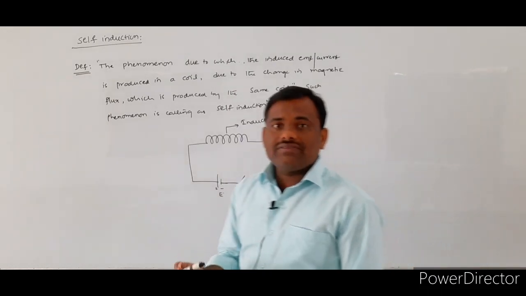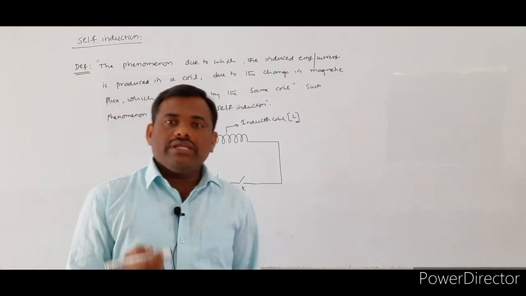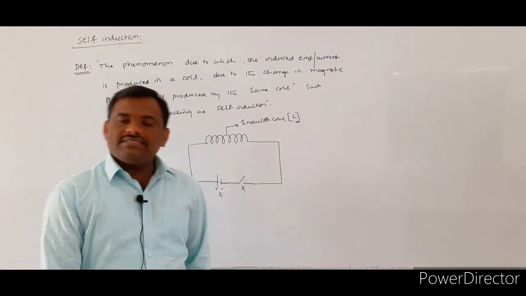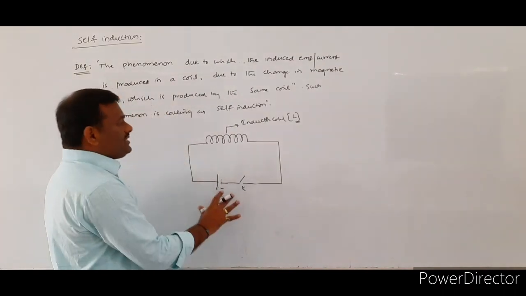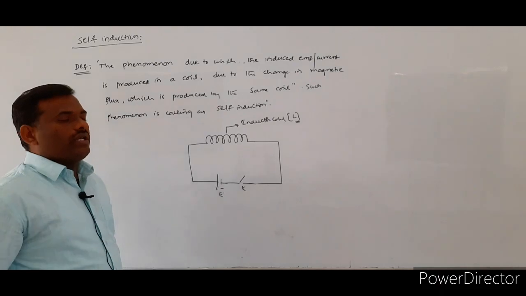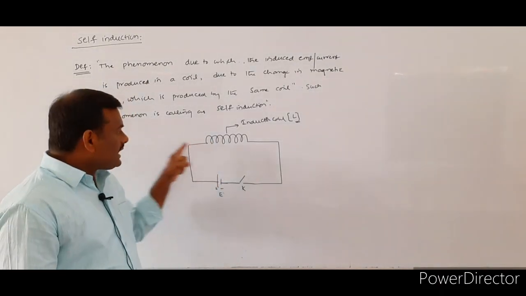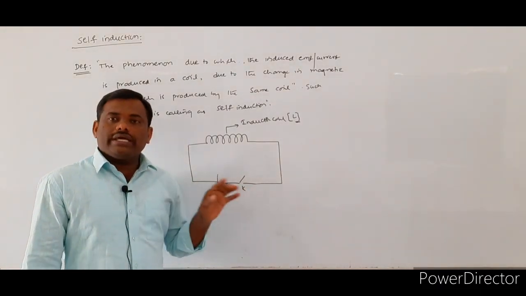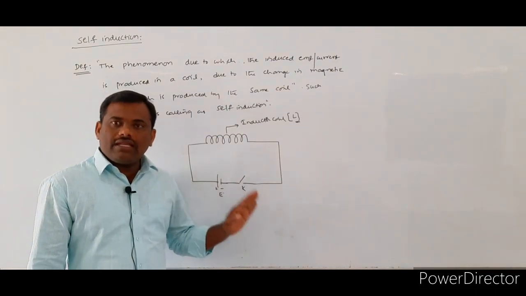But in the case of mutual induction, you consider two different coils. One coil you name the primary coil, and the other the secondary coil. But in self-induction, we consider only one solenoid, that is, an inductor coil connected to the power supply, a battery, and also connected to the plug key in series with the given battery.